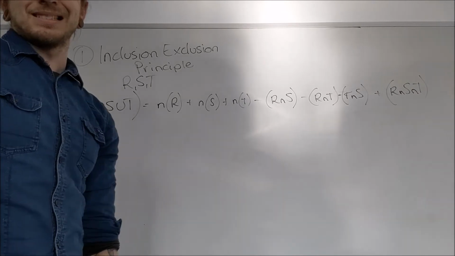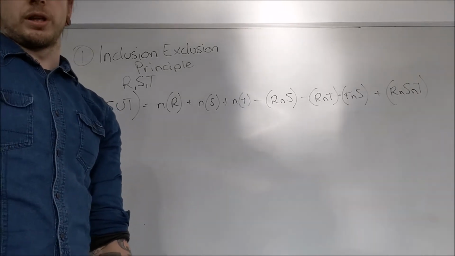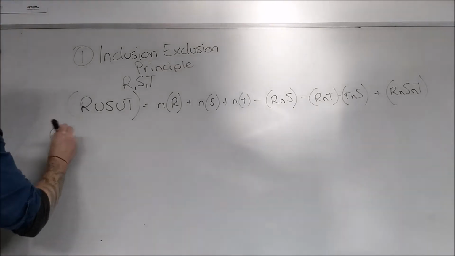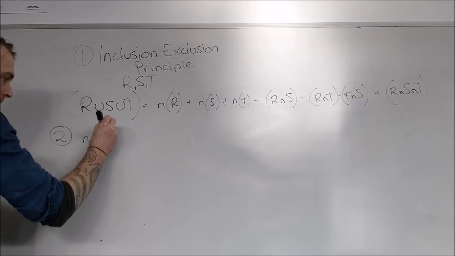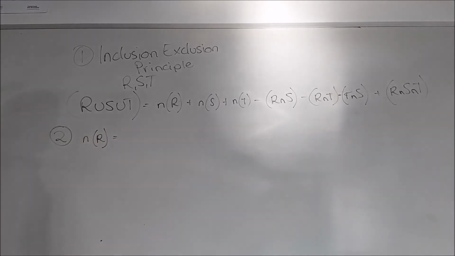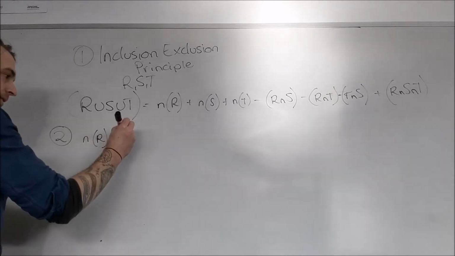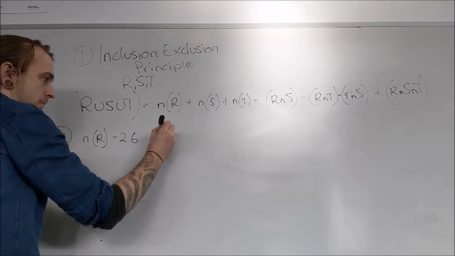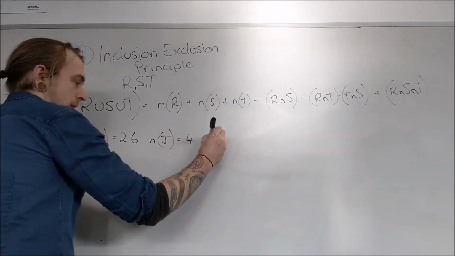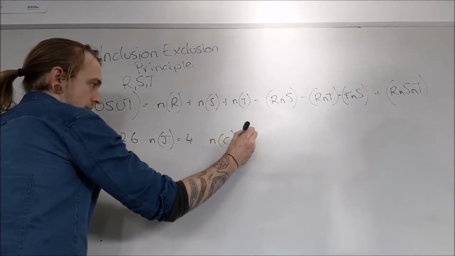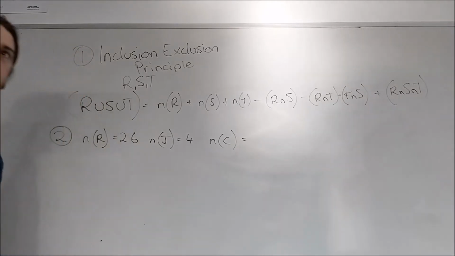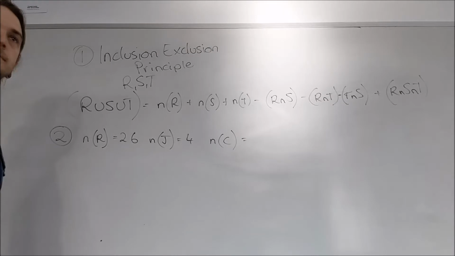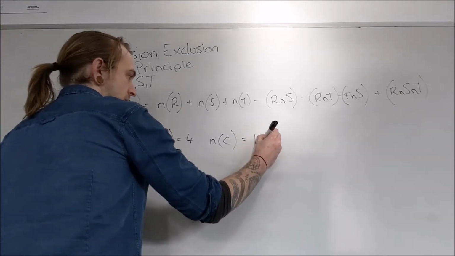Inclusion, exclusion: 52 cards that are either red, or jack, or a court card, or a king. Let's say that R is going to be my reds. What's the number of R? How many red cards in a deck of cards? 26. How many jacks are there? 4. How many court cards are there? The court cards are kings, queens, and jacks. 12. 4 suits, 3 in each.